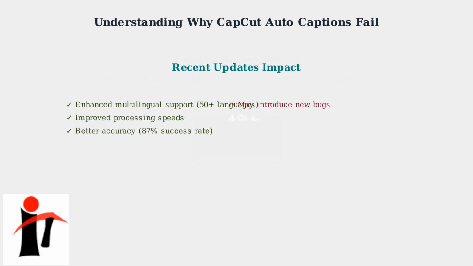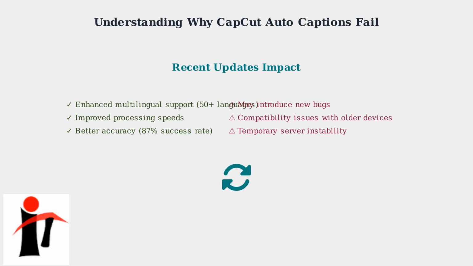Recent CapCut updates in 2025 have brought significant improvements, including enhanced multilingual support for over 50 languages and better processing speeds. However, these updates can occasionally introduce new bugs that affect caption functionality. Understanding these technical factors, from network requirements to device specifications, provides the foundation for effectively troubleshooting CapCut auto caption failures. In the next section, we'll explore specific solutions for both iOS and Android devices.